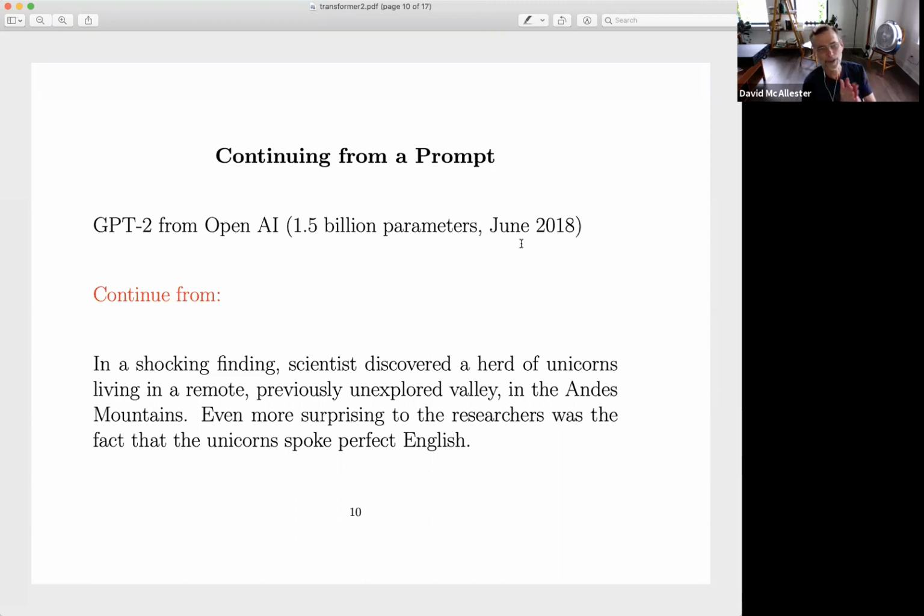So this is GPT-2, which came from OpenAI. This is the prefix, the initial sequence they're giving to their language model, and the language model is going to generate text downstream from this sequence. In a shocking finding, scientists discovered a herd of unicorns living in a remote, previously unexplored valley in the Andes. Even more surprising to the researchers was the fact that the unicorns spoke perfect English.